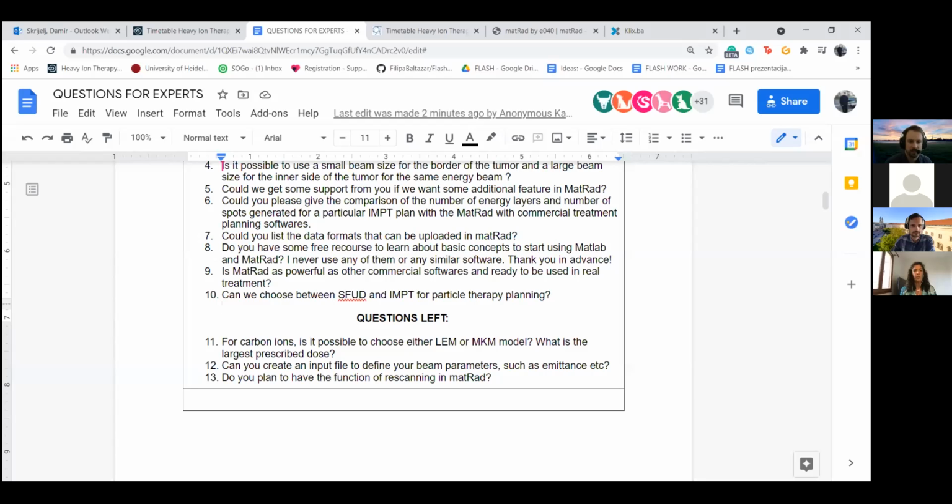Okay, so we had 3 questions left, and this was for carbon ions. Is it possible to choose either LEM or MKM model? Also quite an advanced question already. And actually, it's a very good question because I'm thinking about doing this, like integrating MKM. But so far I haven't done it.